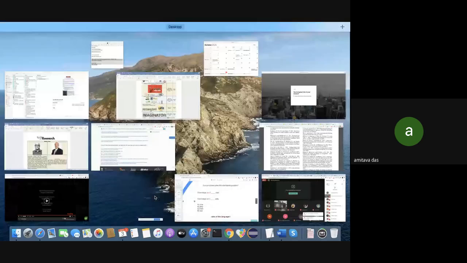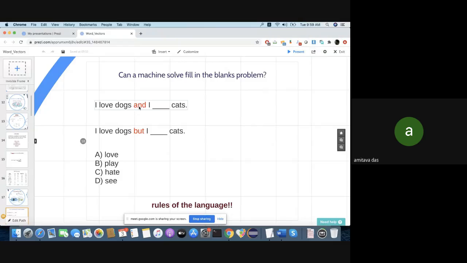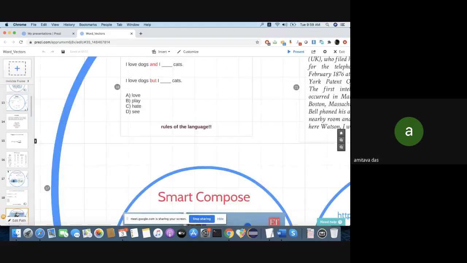Love and hate. Right. Okay. So see how you know that, because of the function word here. If we are using "and" here, then typically a verb with the same semantic meaning, like love, will go here. If we are using "but", then a verb with a different semantic orientation will go here. So that's the rule of the language, right? And we learn it by using it. So can we capture this?